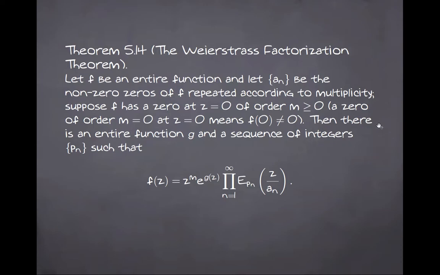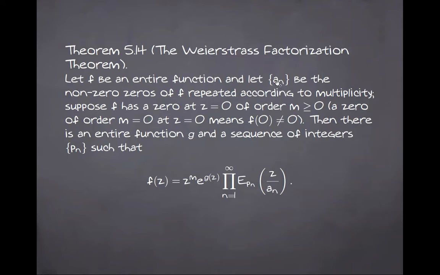Then such functions are classified. They are of this form. There is an entire function g and a sequence of integers p_n such that f(z) is of this form. Because it has a zero at z equals 0 of order m, we have z^m. If it has no zero, then m equals 0, so this factor will not be there. z^m will be 1 if it has no zero. And e^{g(z)}, such an entire function g exists, and the product n equals 1 to infinity of E_{p_n}(z/a_n), just like in the previous theorem.